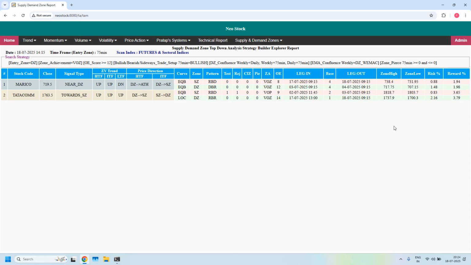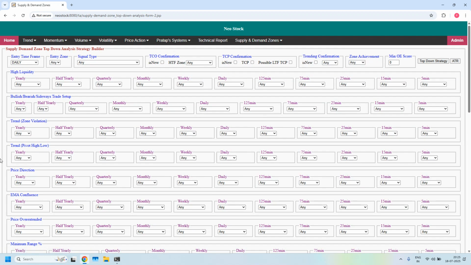Provided less than 20 checklist items are satisfied. Otherwise, there are higher chances zones might be violated. So this is a bullish trade setup for weekly income trade. Next, bearish trade setup for weekly income trade.